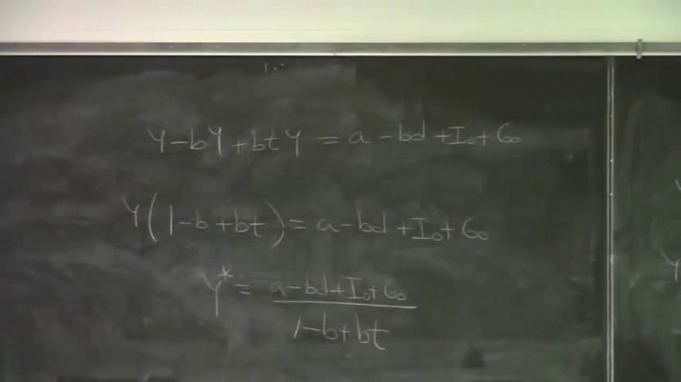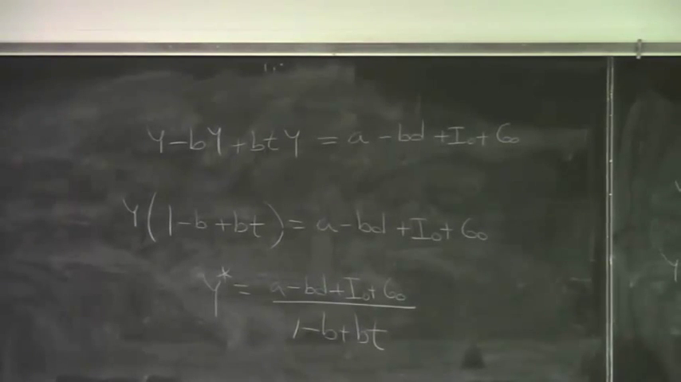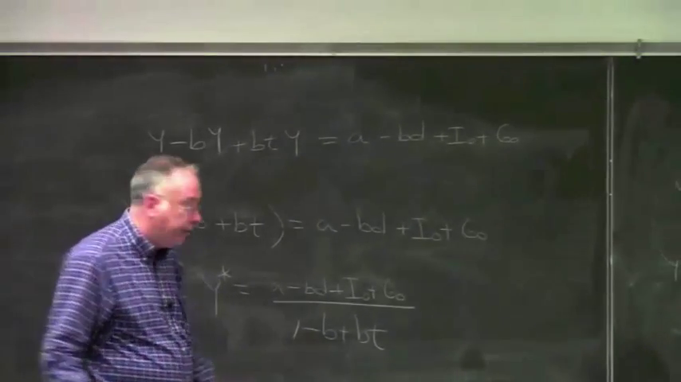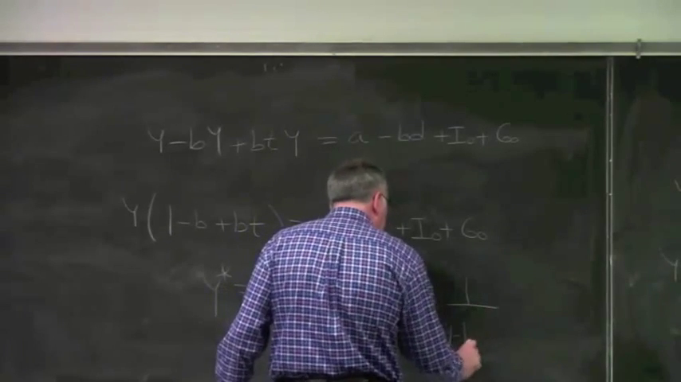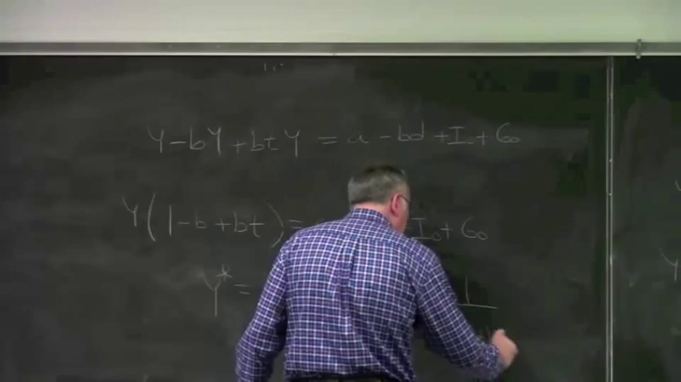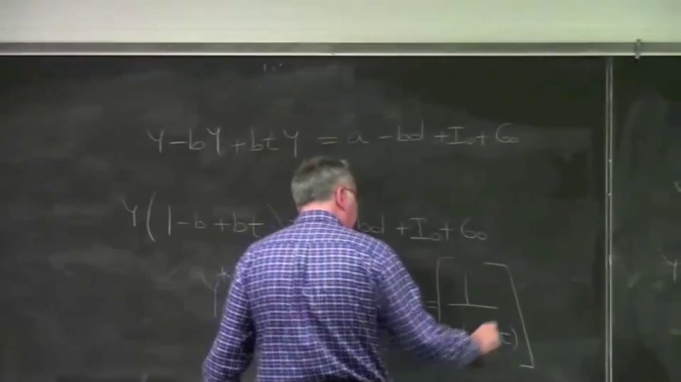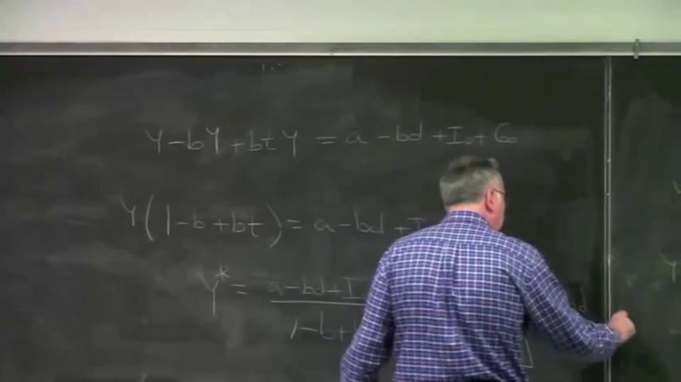Okay. Notice on the right-hand side, all we have are parameters and exogenous variables. So if you know those parameter values, so you know the values of the exogenous variables, you just plug into this formula and out pops your answer. Another way to write this, if we want to emphasize what the multiplier is, we could rewrite this as 1 over 1 minus B plus BT times A minus BD plus I plus G.